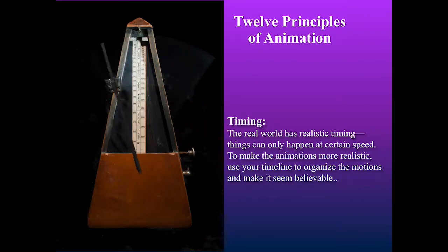Timing. The real world has realistic timing. Things only happen at a certain speed. To make the animations more realistic, use your timeline to organize the motions and make it seem believable. So lots of things happen slower than you think they do, and lots of things happen faster than you think they do. And if you watch a lot of live action film, you can kind of get an idea how fast things happen. If you just, as you're watching something happen, count 1 1,000, 2 1,000 in your mind, you can get an idea of how many frames you're going to need for a particular action.